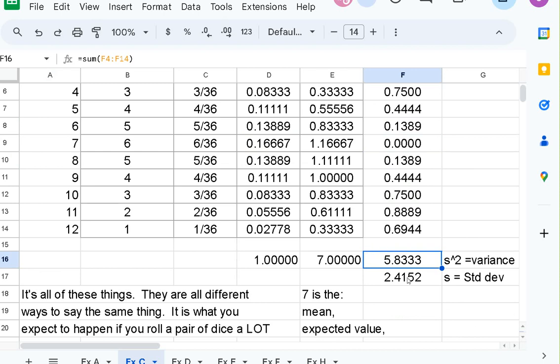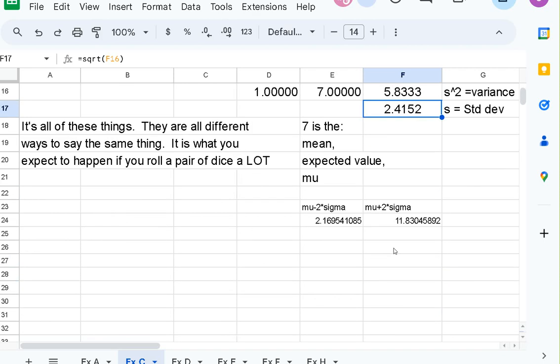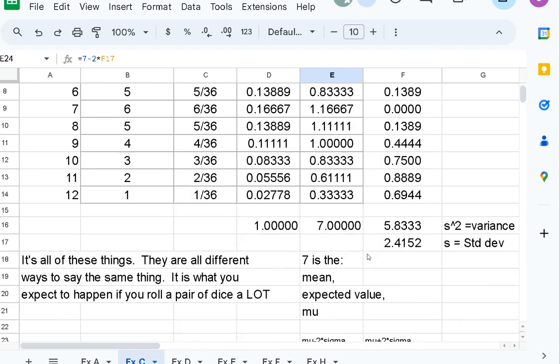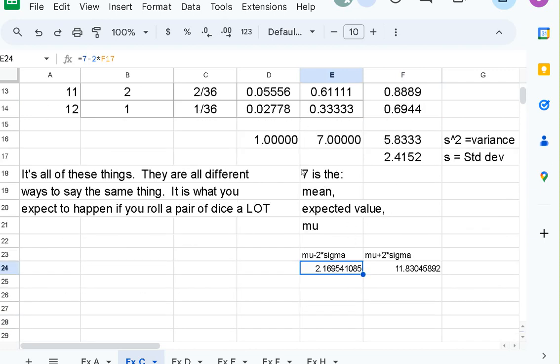To go from the variance to the standard deviation, you want to take the square root. So it's going to look like that. Then I want to do the same thing I did before. I want to do 2 standard deviations above and 2 standard deviations below the mean. Since our mean is 7, that calculation is going to look like this. It's going to be 7 minus 2 times the standard deviation. I didn't actually type in the standard deviation, I just let Google Sheets handle that. I got from 2.17 to 11.83.